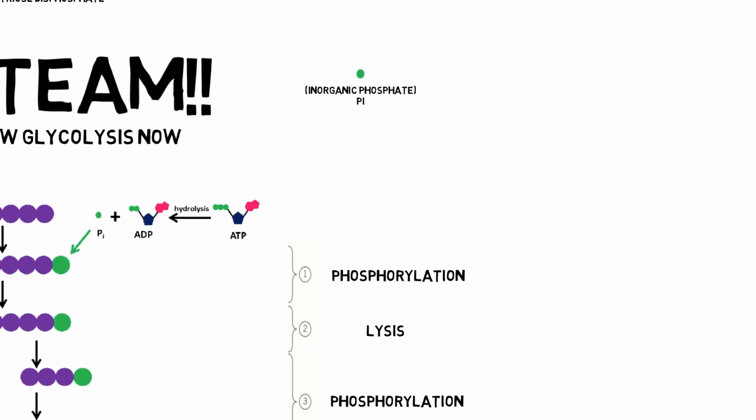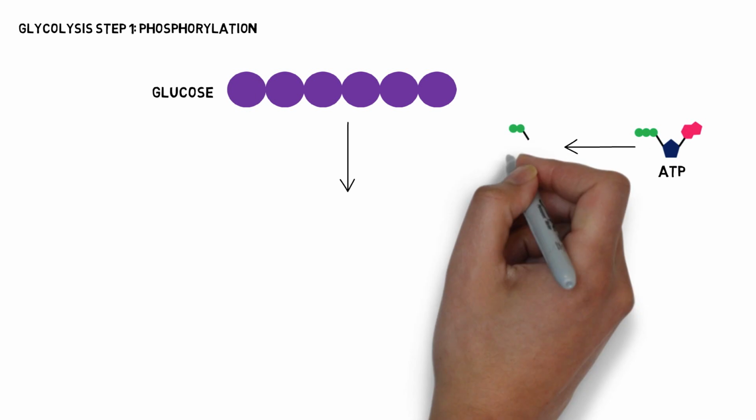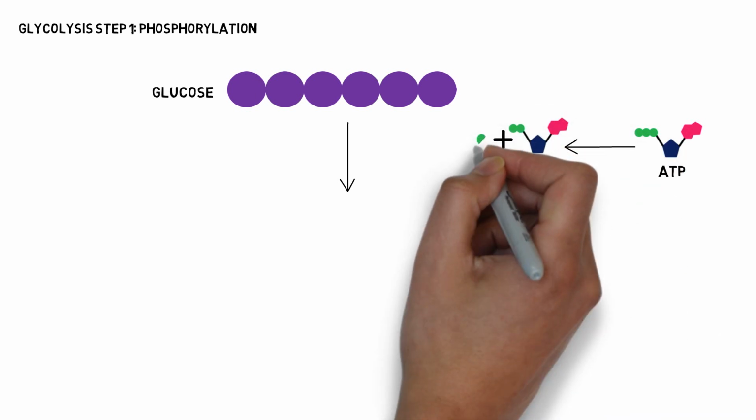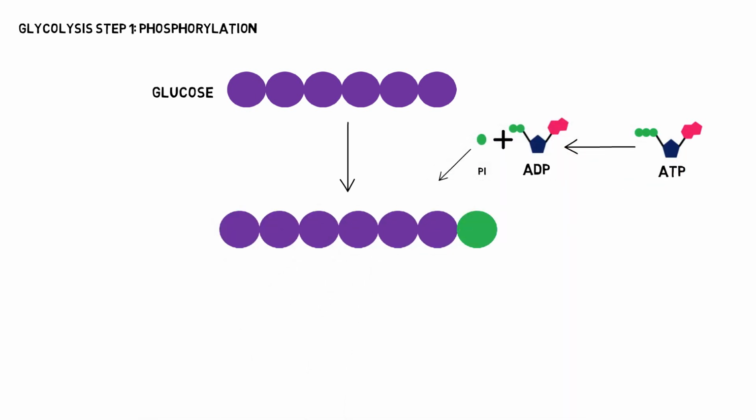Let's look at step 1. In step 1, 2 ATP molecules are hydrolysed to remove the phosphate ion. The phosphate ion combines with glucose to form hexose 1,6-bisphosphate.